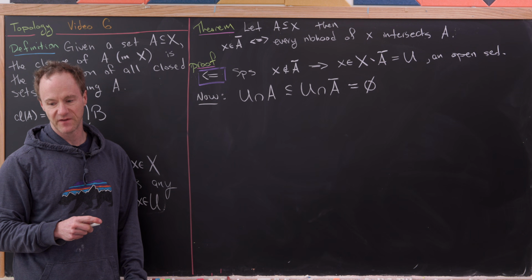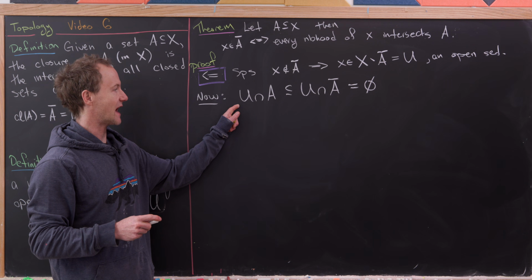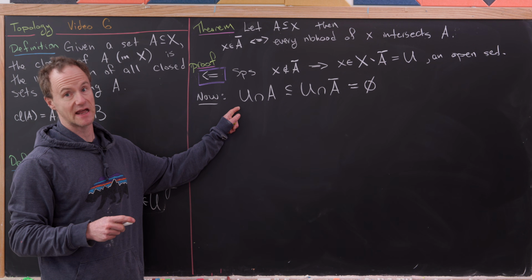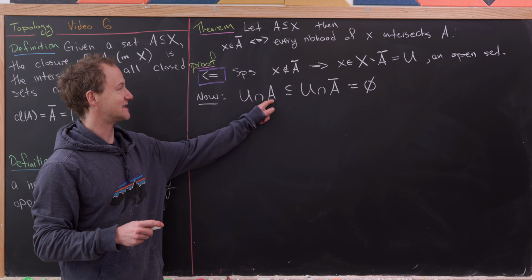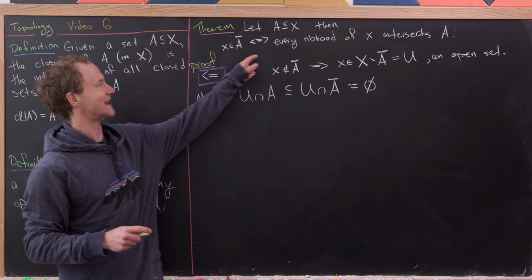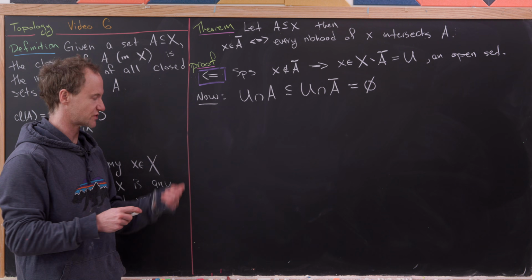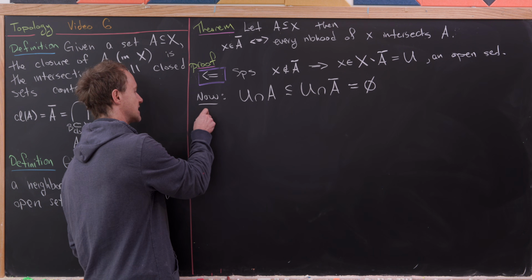So what did we just find here? Well, notice that we found a neighborhood of x. U is that neighborhood of x that does not intersect A. But observe that that is the negation of the right-hand statement. So we have proven this reverse direction using the contrapositive.